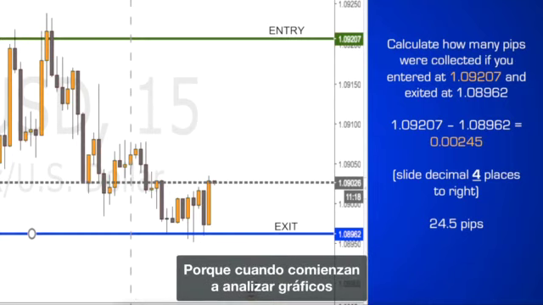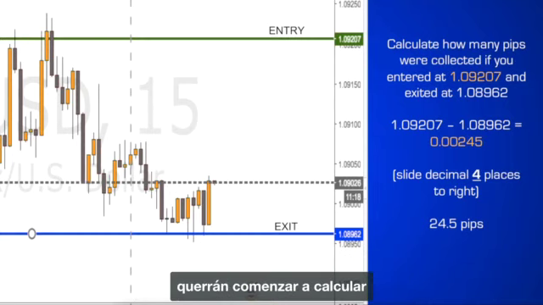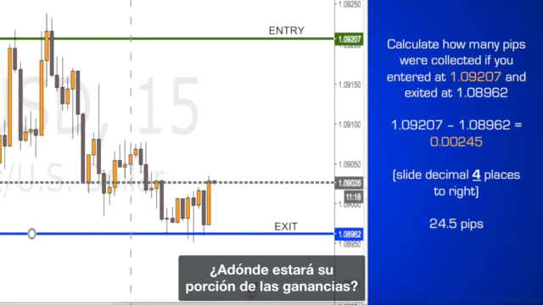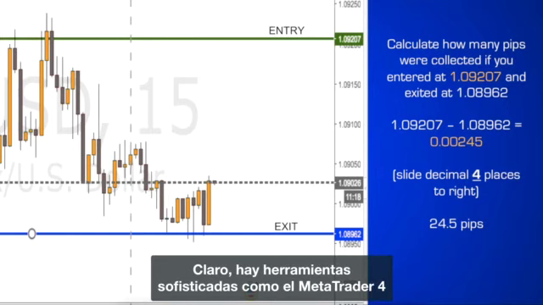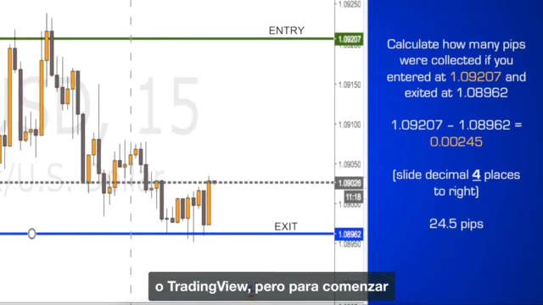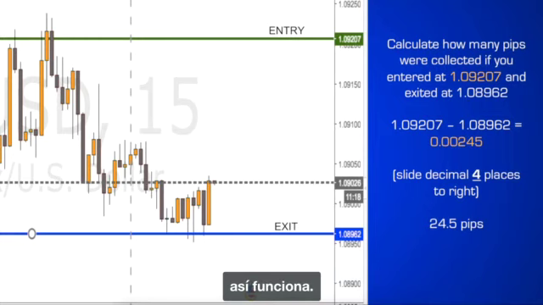Because when you start analyzing charts, you're going to want to start calculating where your take profit is going to be and where your stop loss is going to be. Now, of course, there are fancy tools like on MetaTrader 4 or TradingView, but to get you started, this is how it works.